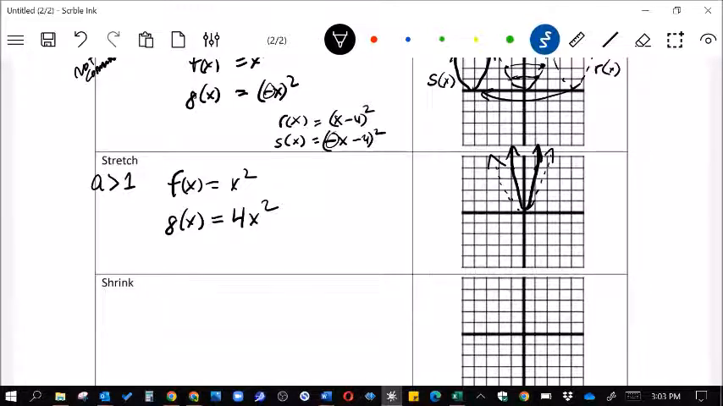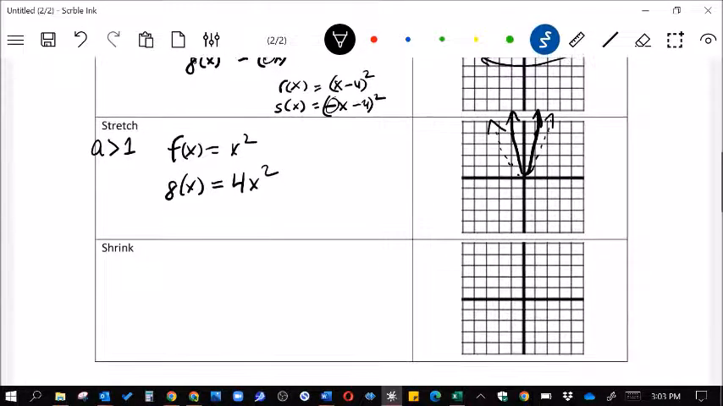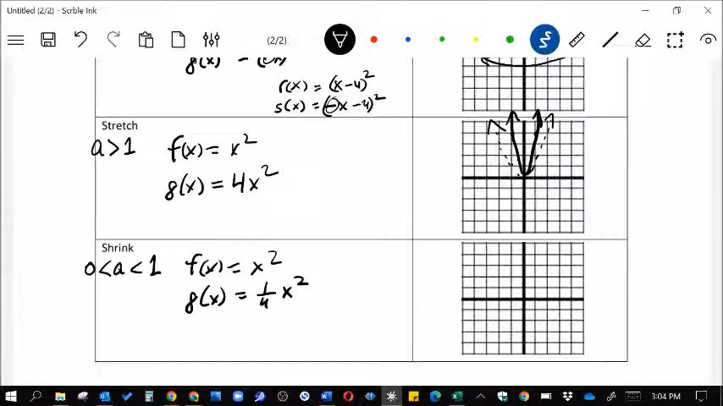Now, a shrink is different. In fact, let's do the same thing here. f of x equals x squared. g of x, let's do 1/4 x squared. And what happens here is that the a number, the number in front of the x squared, is between 0 and 1. In other words, it's a fraction or decimal that's small, below 1. But not negative, because a negative would mean doing a reflection.